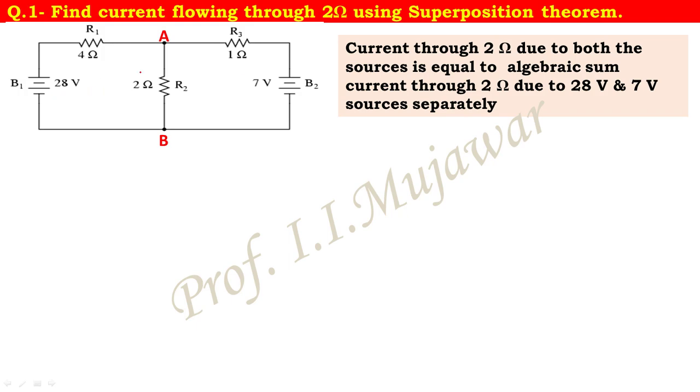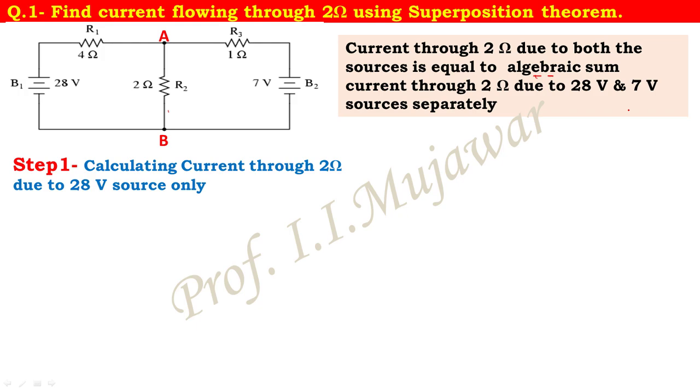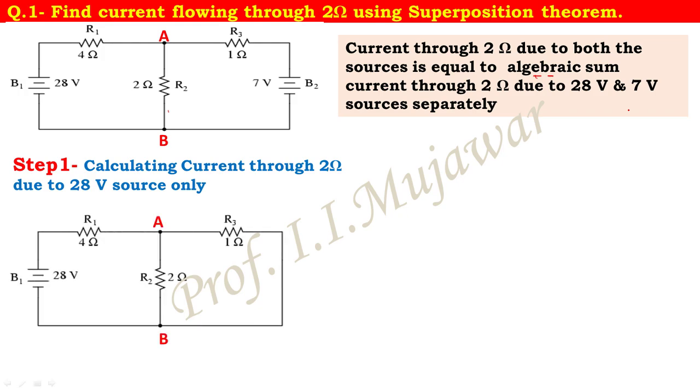Now in the next step, I will calculate current through 2 ohm due to 7 volt battery only. At that time, this 28 volt source must be removed. Then I have to take the algebraic sum. The meaning of algebraic sum is I have to consider the direction. Okay, so the very first step is let us calculate the current through 2 ohm due to 28 volt.